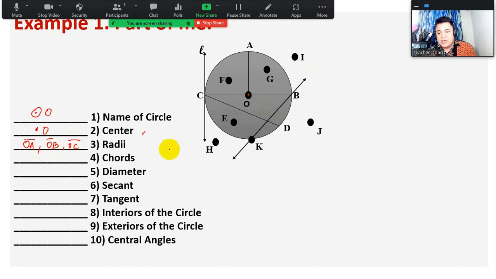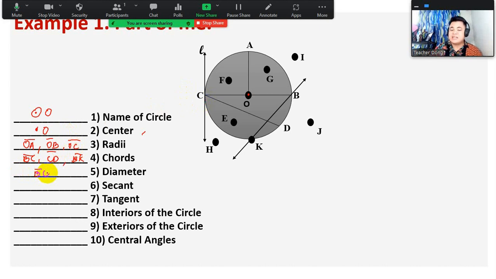Next, we have chords. In this case, we can identify 3 chords. The first one, of course, is the diameter, chord BC. We also have chord CD. The secant can also be identified as chord segment BK. Next, number 5, diameter. We only have one diameter, which is BC, because this is the only one that passes through the center of the circle. So we have segment BC as the diameter.